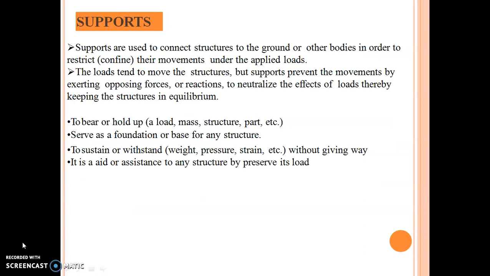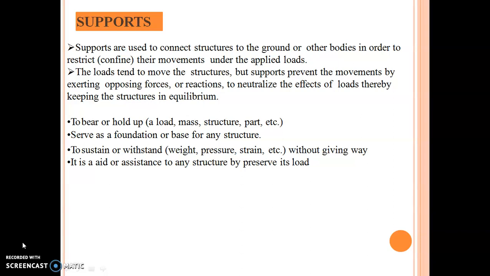Now we will discuss different types of supports in this section. Shear force and bending moment diagram consists of three different parts: different types of supports, different types of beams, and different types of loadings acting on the member. In this session, we are going to discuss the different types of supports. What is the main purpose of using a support?